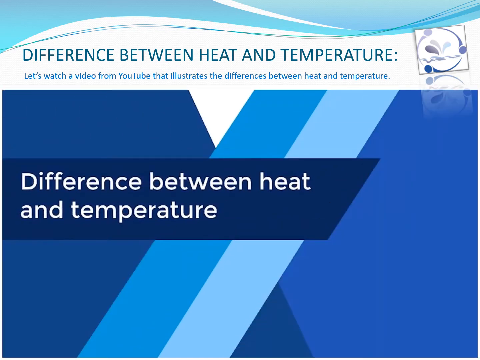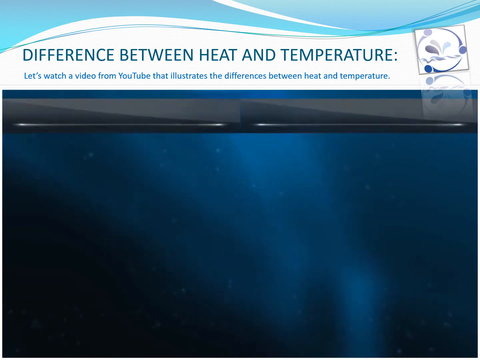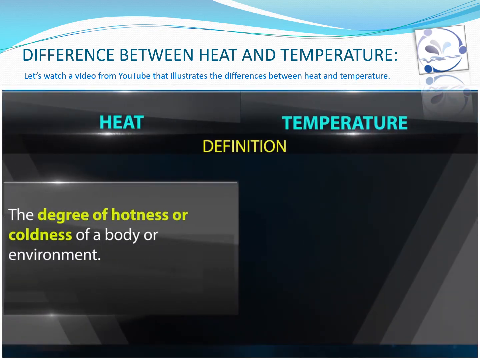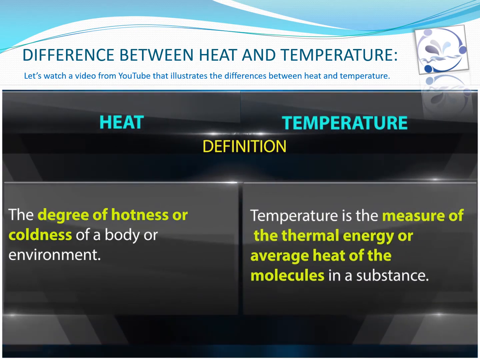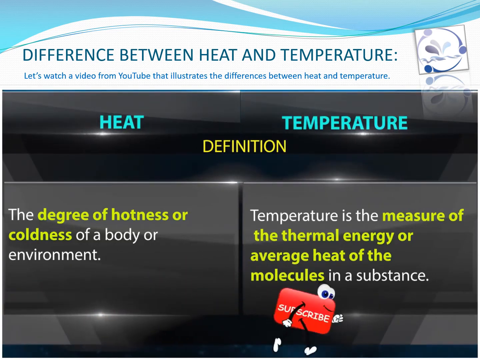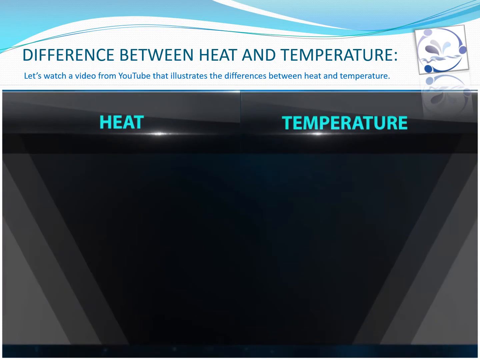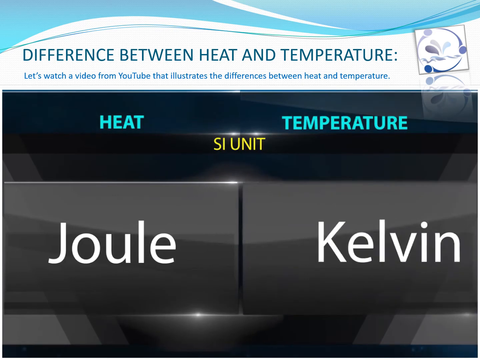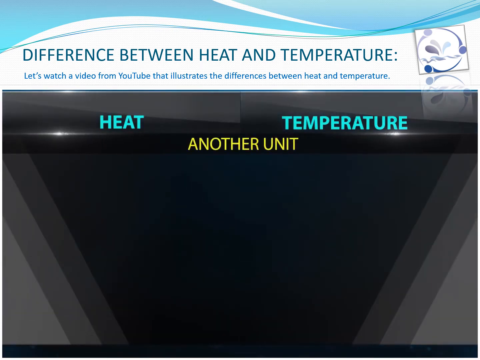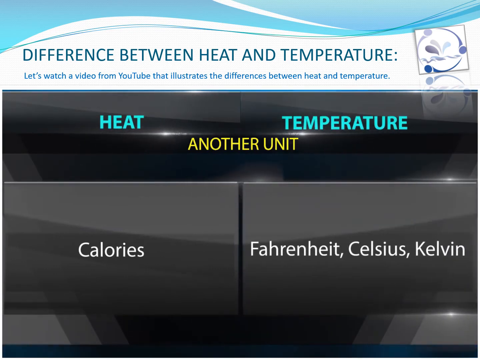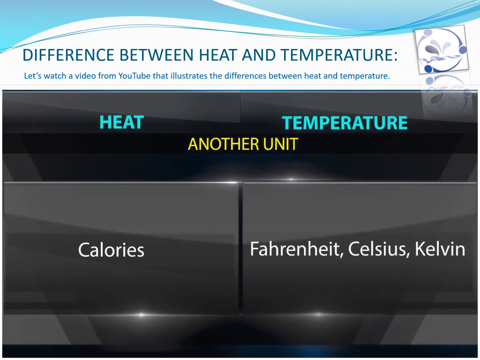Difference between heat and temperature. Definition: heat, the degree of hotness or coldness of a body or environment. Definition: temperature. Temperature is the measure of the thermal energy or average heat of the molecules in a substance. SI unit of heat is joule. SI unit of temperature, Kelvin. Another unit of heat, calories. Another unit for temperature, Fahrenheit, Celsius, Kelvin.